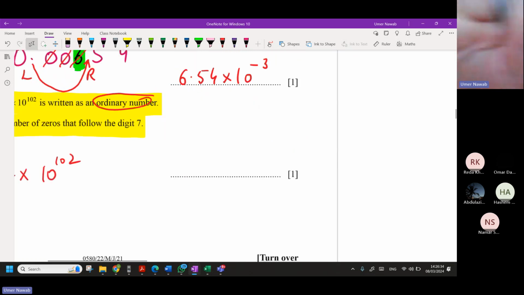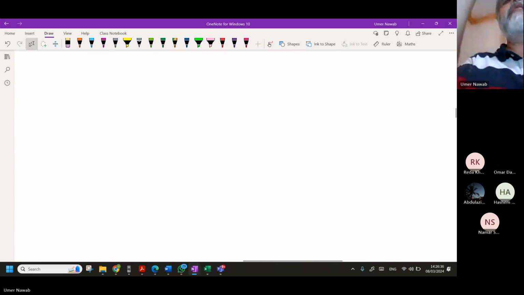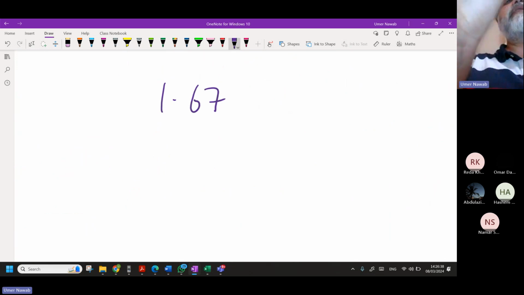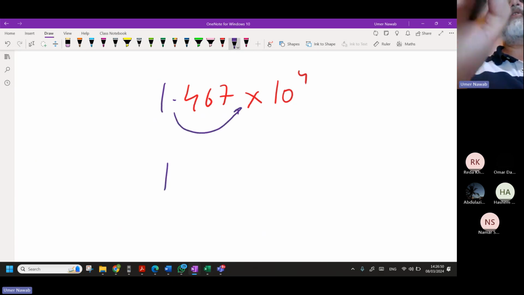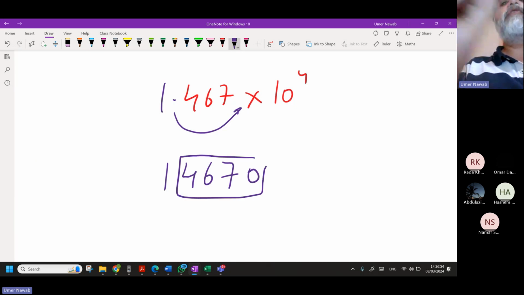Supposedly, guys, if Mr. Omar writes 1.467 into 10 raised to power 4, can you count when I convert it into the normal form? My decimal will go to the right, so 4670. How many digits? 4 digits. So how many zeros has Mr. Omar written? Only 1. Only 1 zero I wrote.